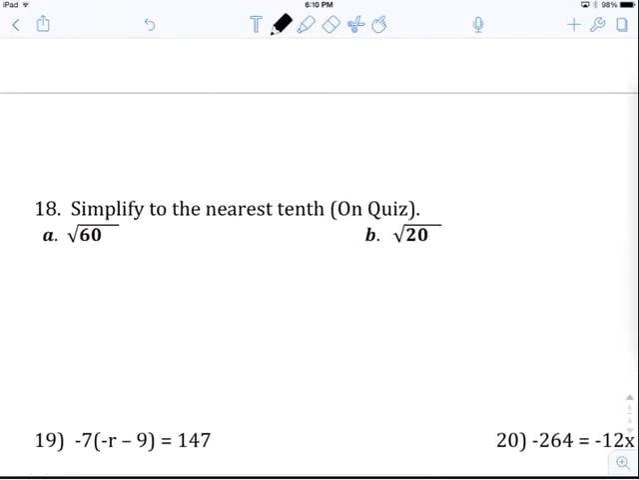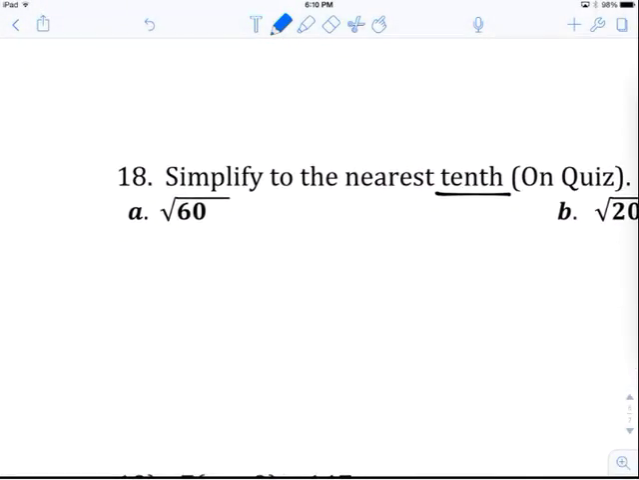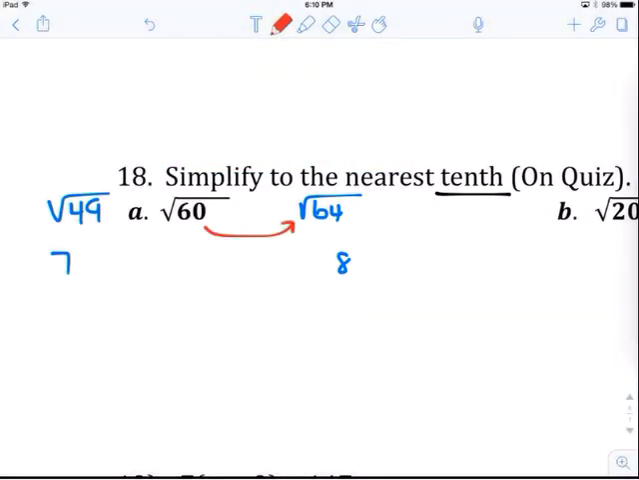Okay, simplified to the nearest 10th will be on the next unit test. So here's how you guess. You need to find 2 perfect squares around the square root of 60, where 60 would lie between 49 and 64. So your answer is between 7 and 8. So guess anywhere there. It's closer to 64, so I'm going to count numbers that are closer.